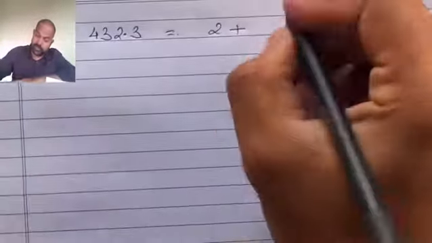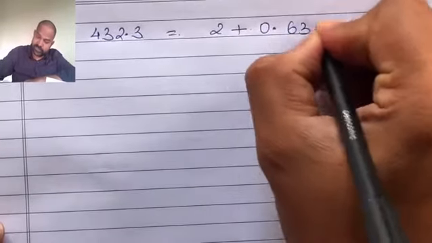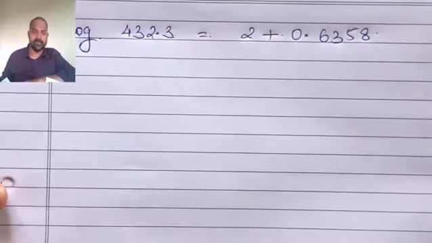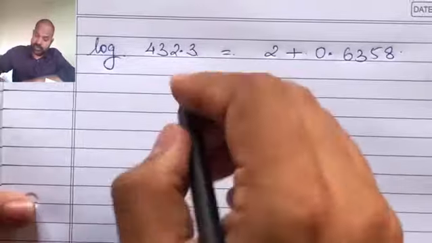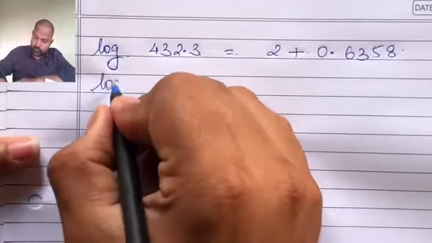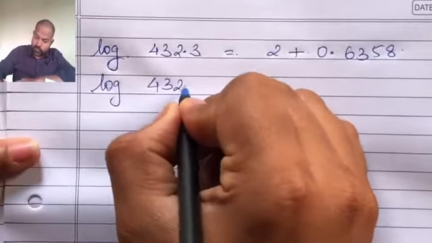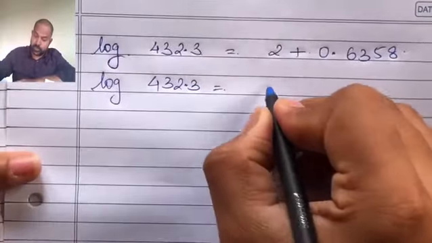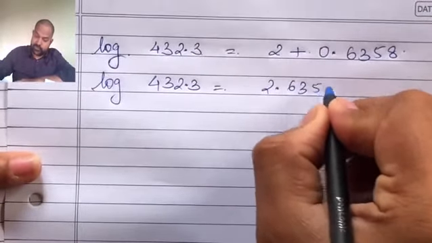So this is going to be plus 0.6358. When I bring them together, the log of 432.3 becomes 2.6358.